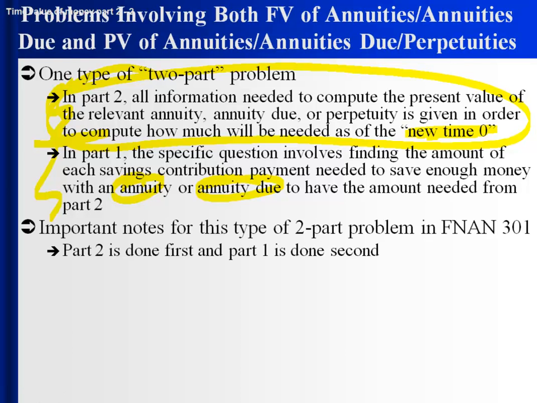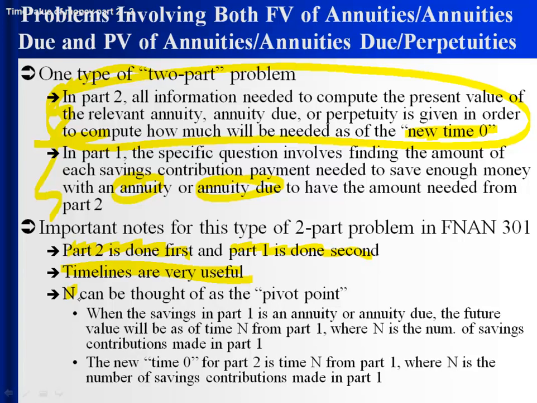A couple of notes. First, even though it's called part one, part two is done first. Figure out how much you're going to need. Then part one, figure out how much you need to save in order to get how much you need. Timelines are very, very useful. And you can think of n as the pivot point. Time n is what we're going to save towards, and that's going to be the new time zero for the second part.